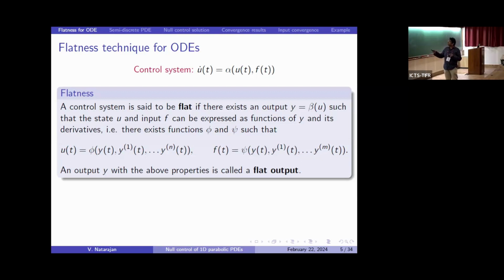Such an output of this form is such that the state u of the system and the input F can be expressed in terms of y and its derivatives. In other words, you should have a function phi such that u is phi of y and its derivatives. Same thing for F, with a function psi. So these functions phi and psi should exist. If this is the case, then you say the system is flat and you say such an output is a flat output.